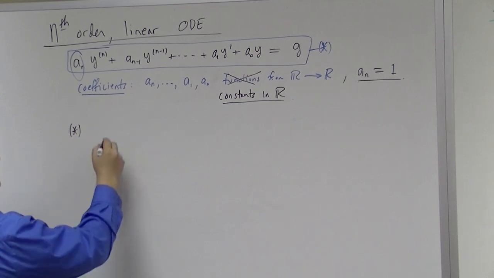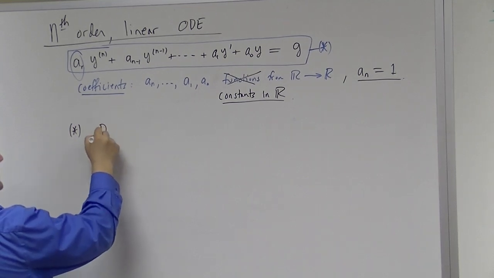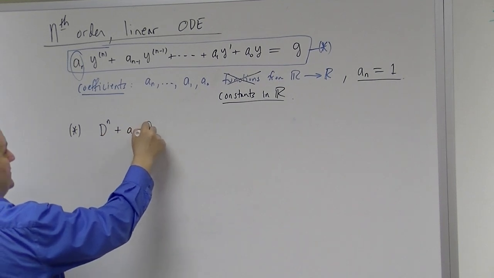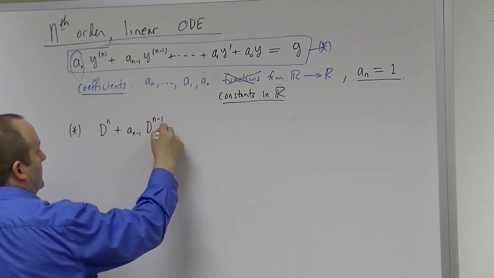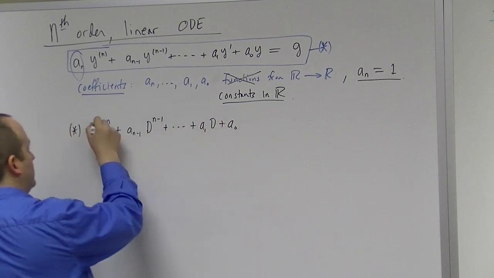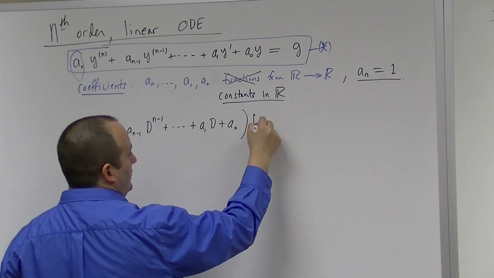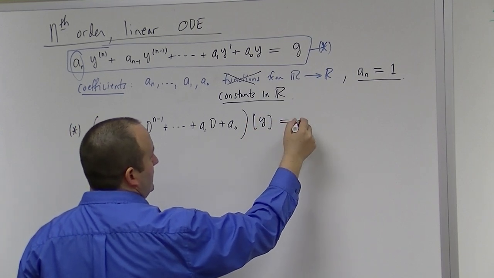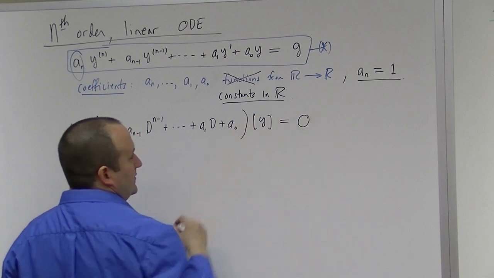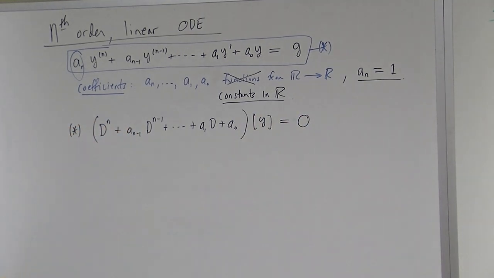Well, star is exactly D to the n, plus a sub n minus 1 D to the n minus 1, plus and so on, plus a1 D, plus a naught. All of this acting on y equals 0. I'm going to take the homogeneous case for the moment, guys. So let's study the homogeneous case.